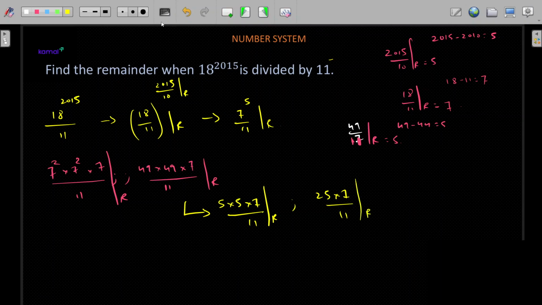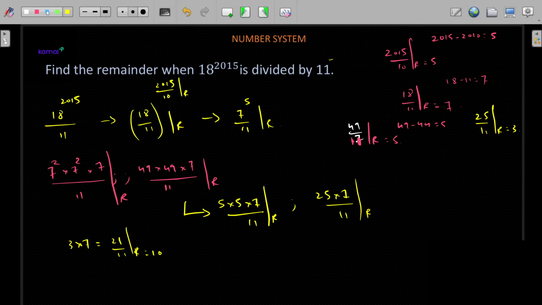So again we will find the 25 by 11. My remainder is going to be 3 because the highest multiple of 11, which is less than 25, is 22. So my remainder is going to be 3. So instead of 25, replace it with 3. So 3 into 7, which is 21. 21 by 11. What will be my remainder? It is going to be 10.